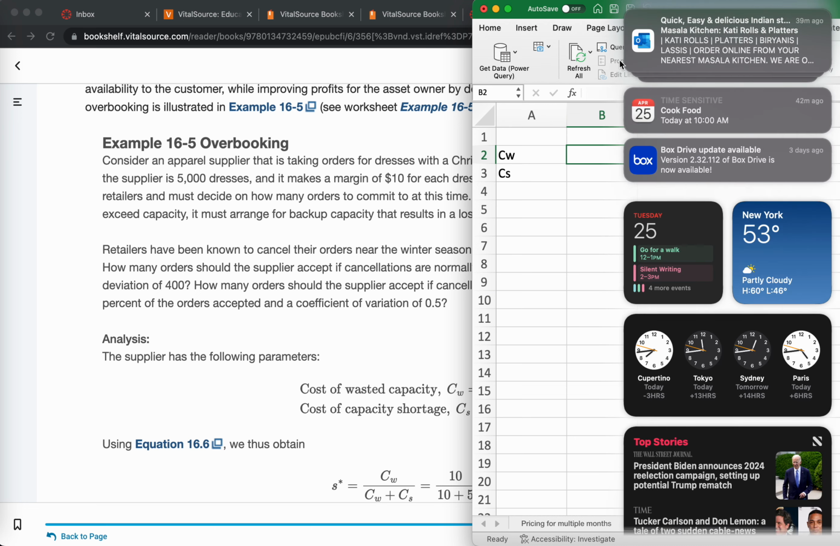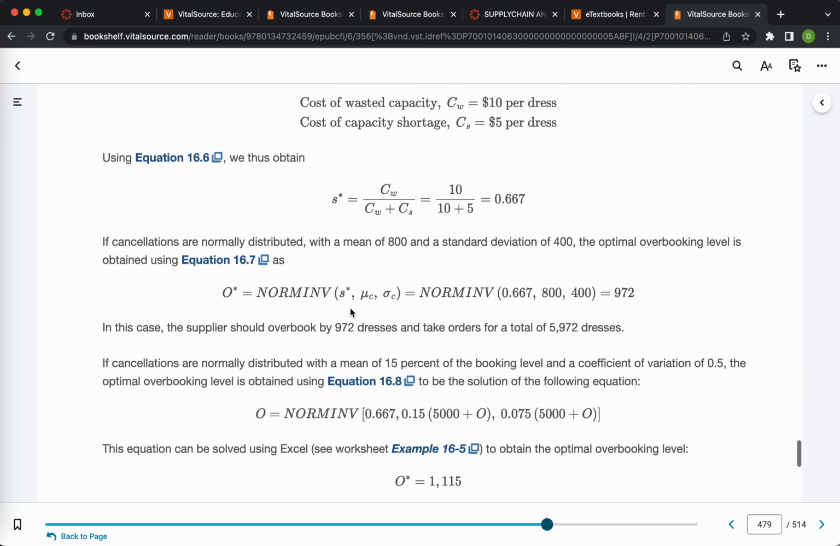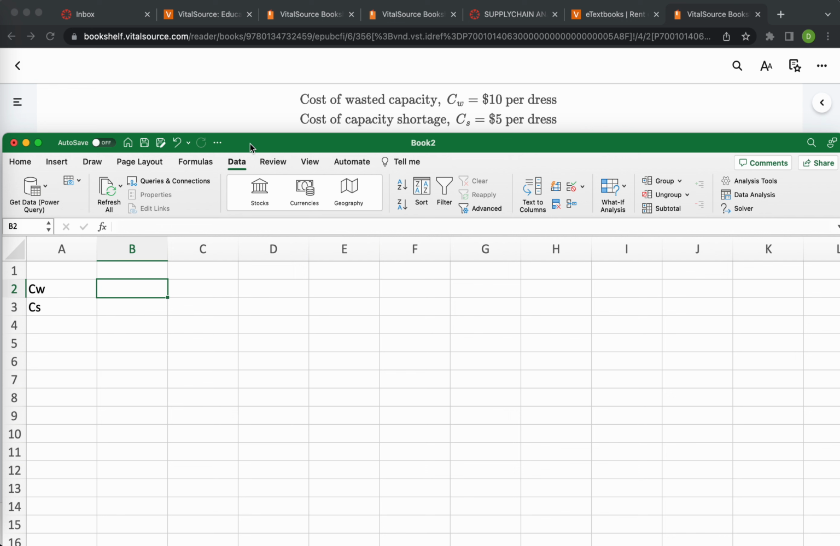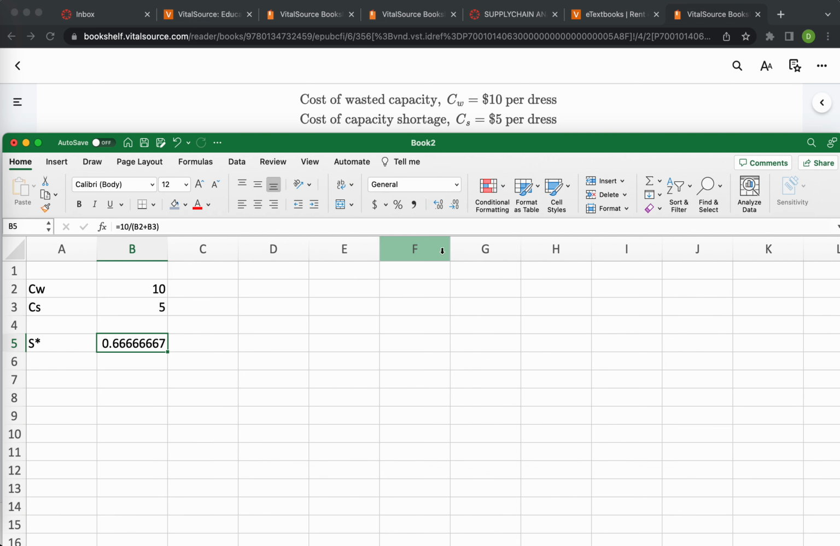So the cost of wasted capacity, CW, is $10, and the cost of capacity shortage, CS, is $5. And so the critical ratio, I'm calling it star here, is CW divided by CW plus CS. This is exactly like CU divided by CU plus CO that we had in the newsvendor case, right? So 66.67%, 2/3, is the probability that we have here.